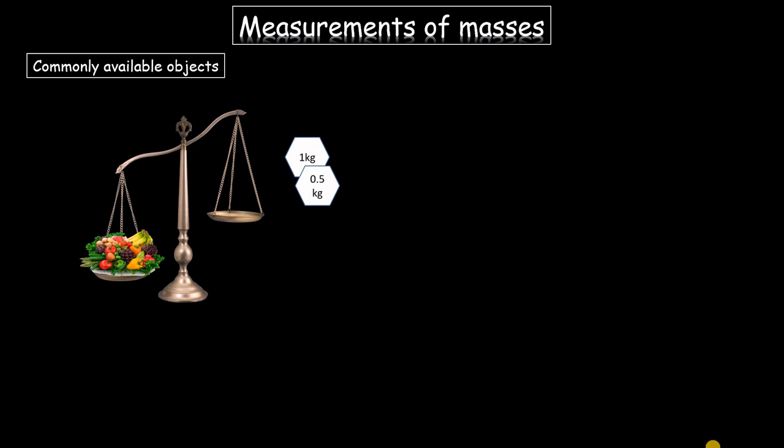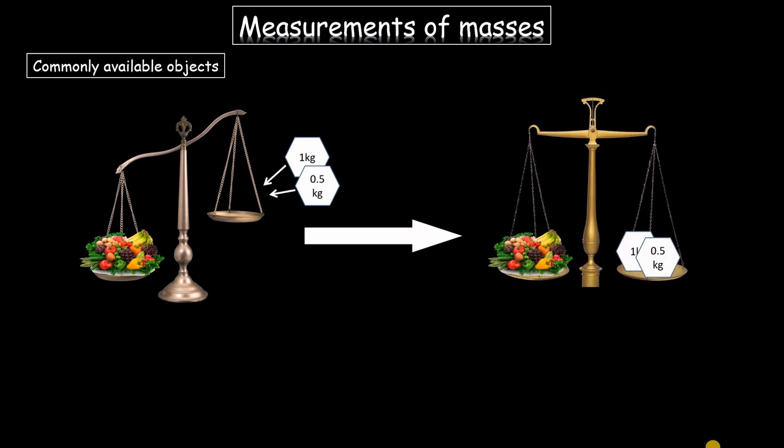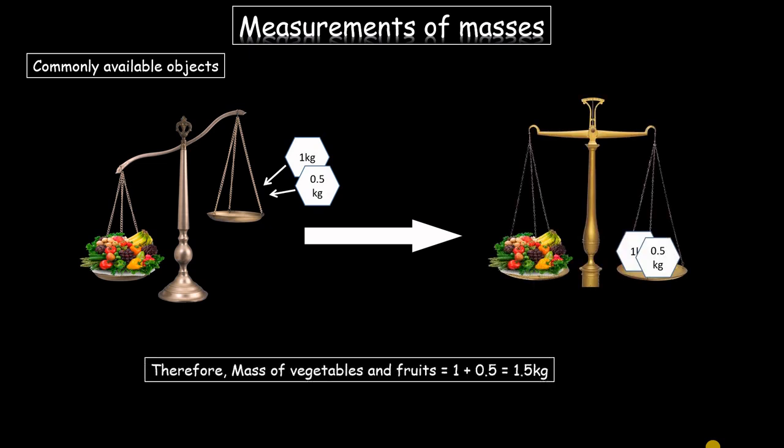We have already placed the vegetables and fruits in the pan balance. Now take some masses and place them on the other side to balance it. We will add the masses such that both sides are equal. Since we have added the masses which are of 1 and 0.5 kg, therefore the mass of vegetables and fruits is equal to 1.5 kg. In this way, we measure the mass of commonly available objects.